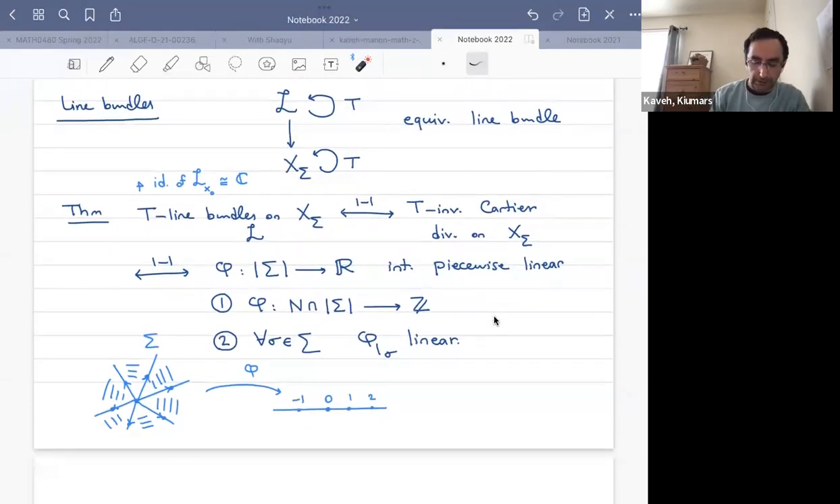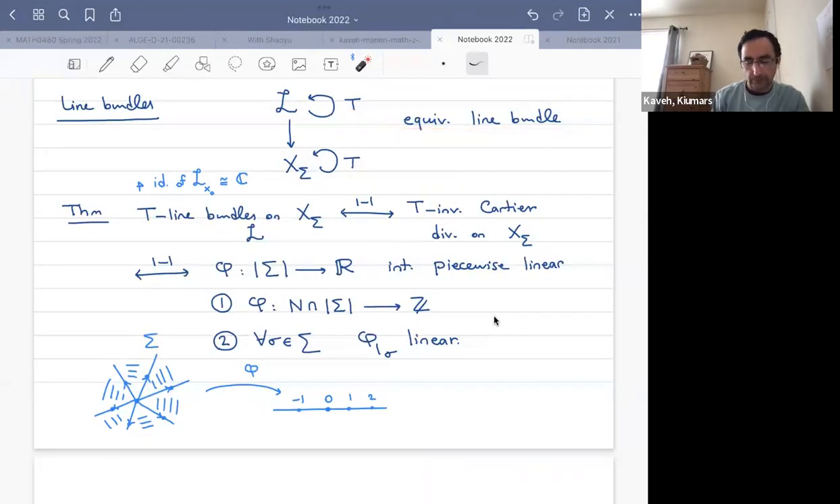Then I recall the classification of torus equivariant line bundles over toric varieties. By that we mean a line bundle over a toric variety and a lift of the action of the torus to the line bundle such that the action is linear on the fibers, on the lines. Okay, so this is an equivariant line bundle, or for short, a toric line bundle.